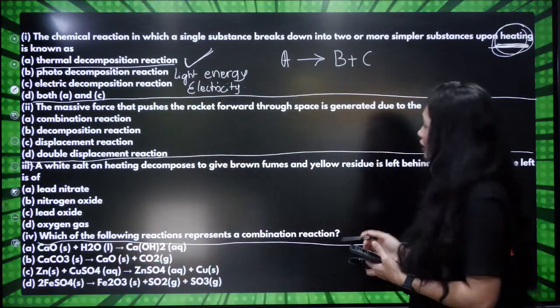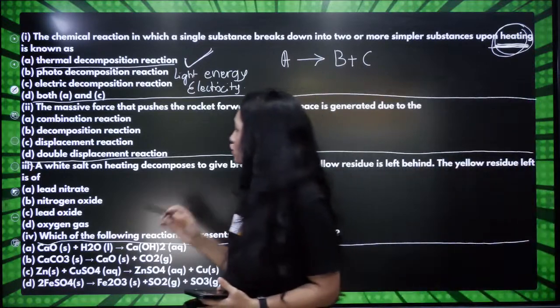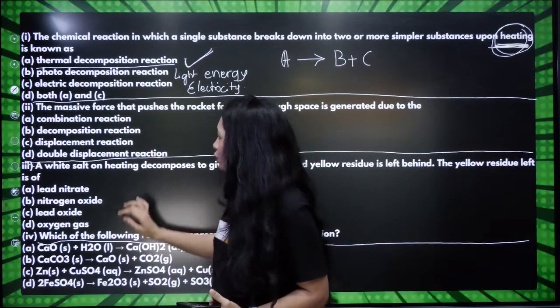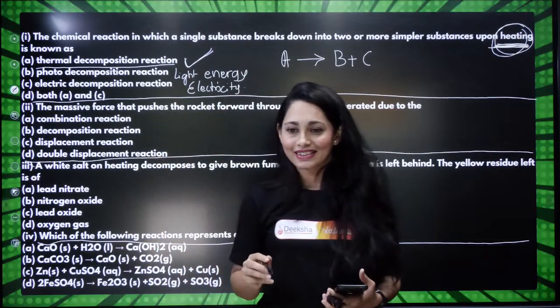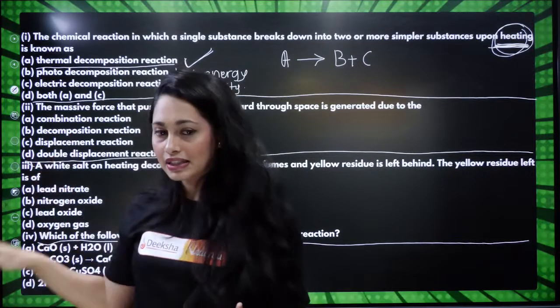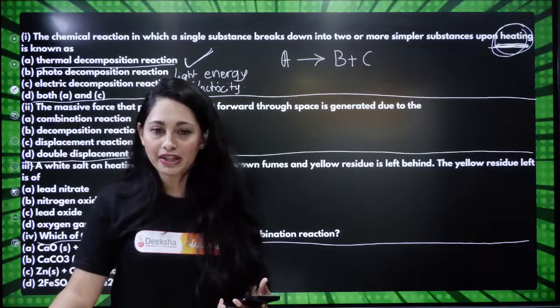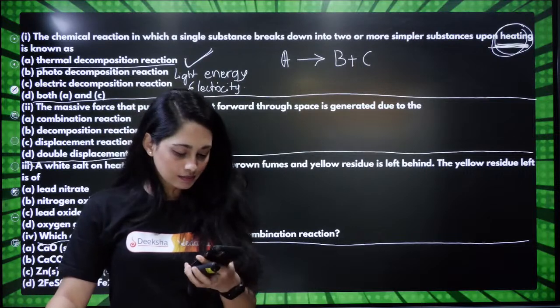So, next question. The massive force that pushes the rocket forward through space is generated due to the dash: combination reaction, decomposition reaction, displacement reaction, double displacement reaction. This is an application based question, competency based. Yeah, these case study based questions are competency based questions. Tell me the answer.